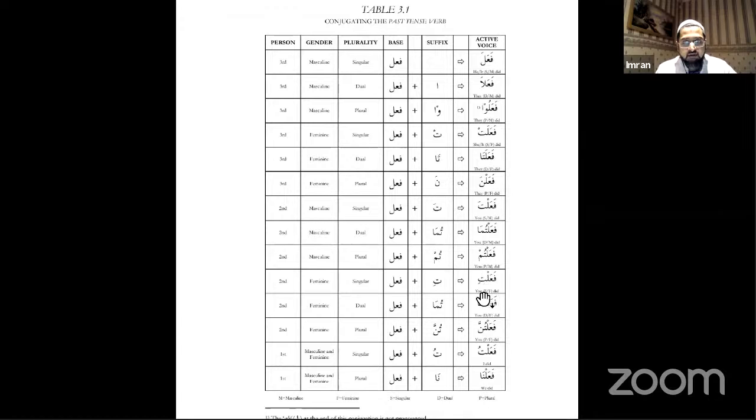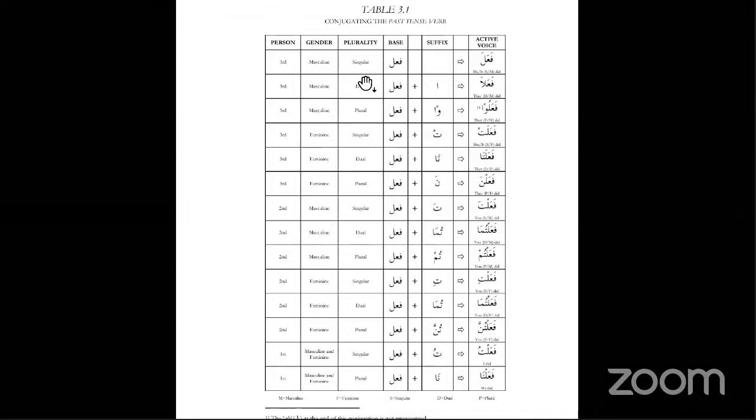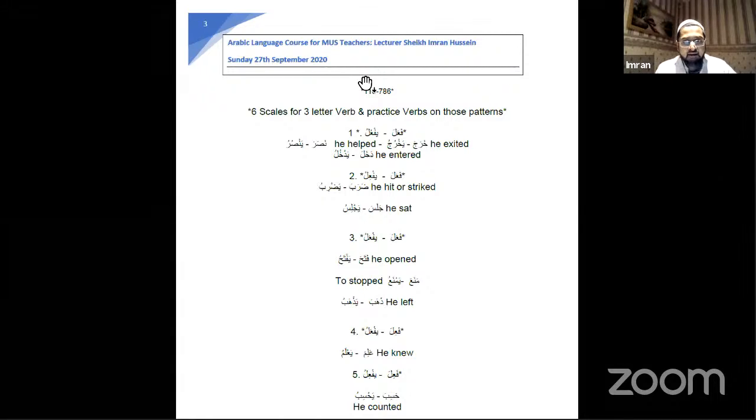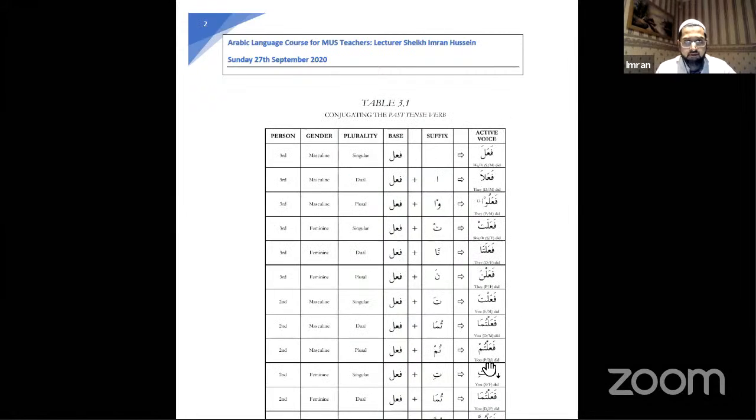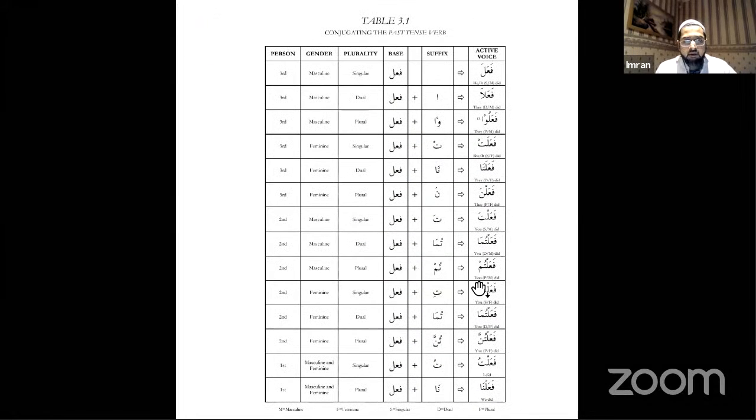Fa'alti, you one female did. Fa'altuma, you both females did. Fa'altunna, you all females did. Fa'altu, I did, and fa'alna, we did. Is that clear for everyone so far? Yes. Was there anything new which anyone has learned or they didn't know from before? Is that correct? So everyone knew that, yes? That's brilliant.